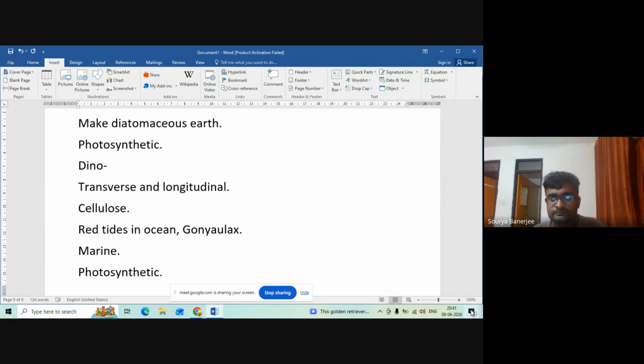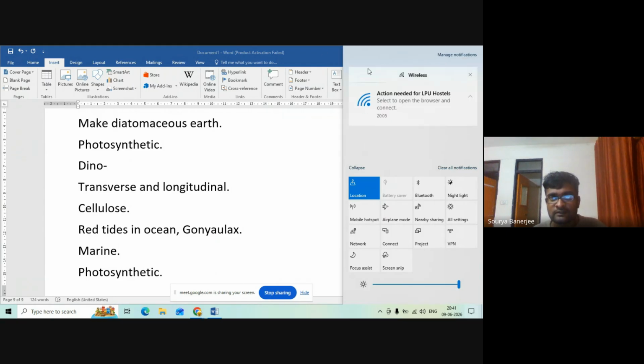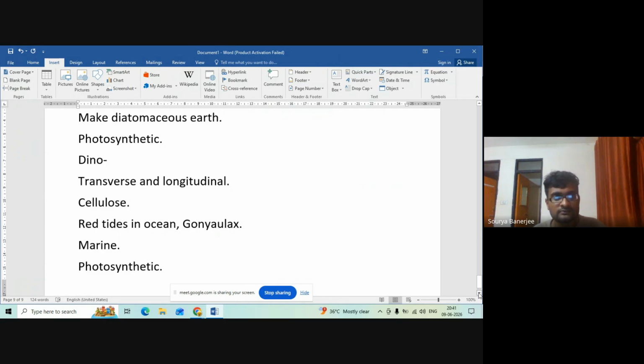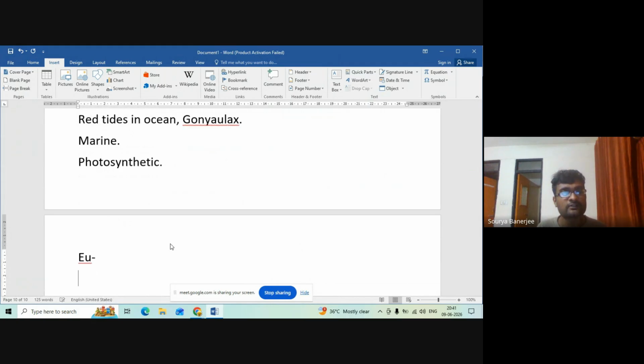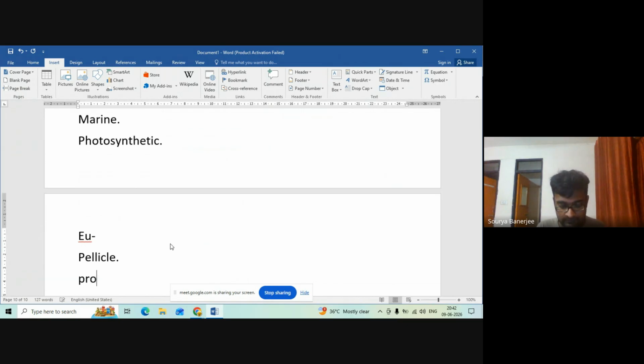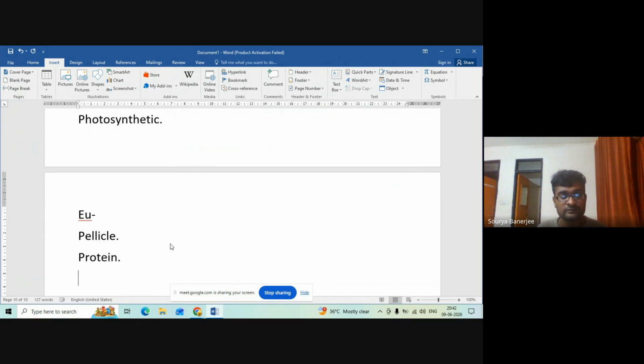Now come to the next one, that is euglenoids. How many characters do you have to remember in case of euglenoids? Euglenoids also have two flagella like dinoflagellates. One is short, one is long. Instead of a cell wall, they have a pellicle.